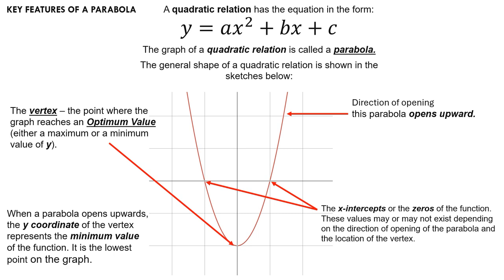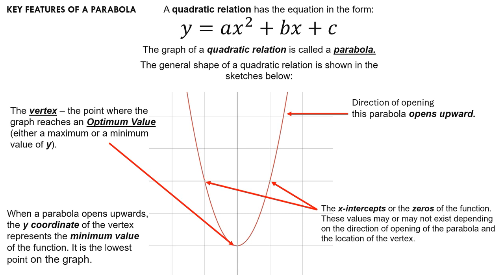So the vertex, it's the pointy end. It's this point right here, sometimes referred to as the optimum value. It could be either a maximum or a minimum value of y. The vertex is also where the graph changes direction. As you can see, it comes down here, and when it reaches the vertex, it starts heading off in a different direction. So this is the vertex.